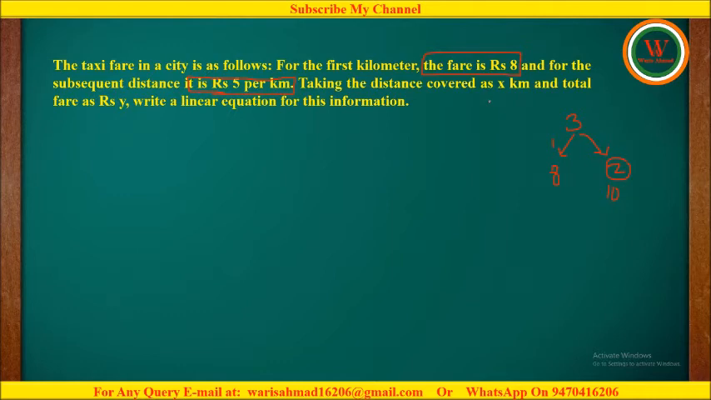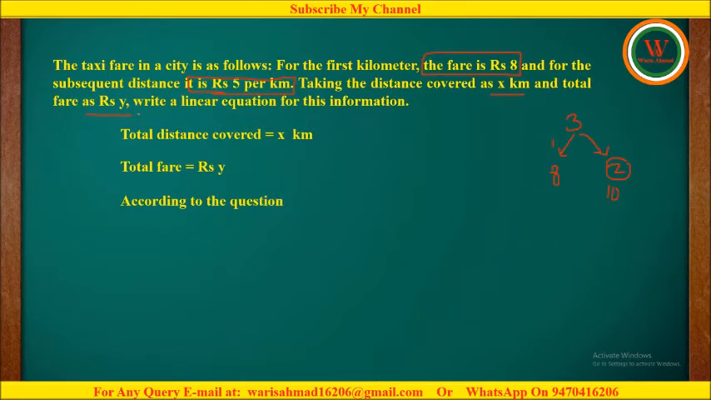It is given here the total distance covered is x kilometers while the total fare is rupees y. So here in the solution we can write down: total distance covered is equal to x kilometers while the total fare is equal to rupees y. Now according to the question, the total fare, meaning y, will be equal to 1 multiplied by 8.